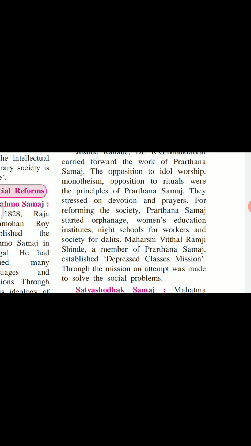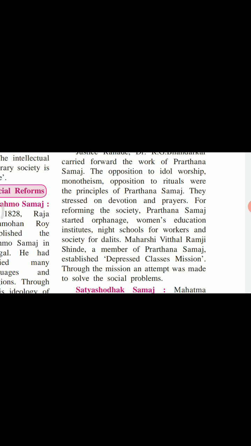Maharshi Vitthal Ramji Shinde, a member of Prarthana Samaj, established the Depressed Classes Mission. Through the mission, an attempt was made to solve the social problems of those days. They have solved these problems through this mission.